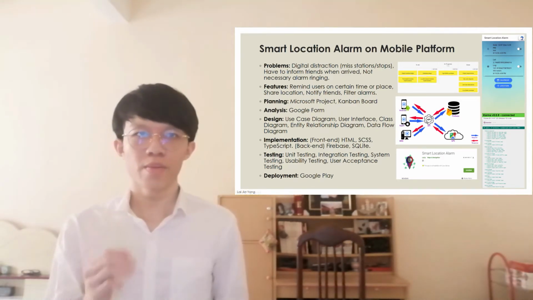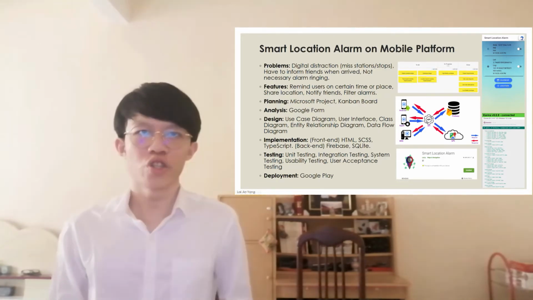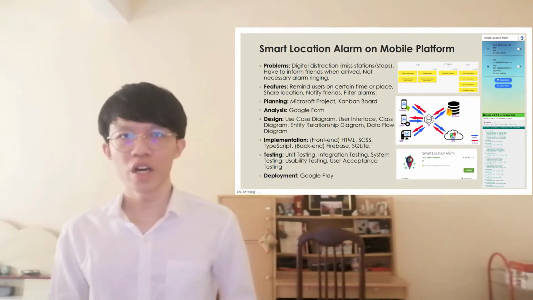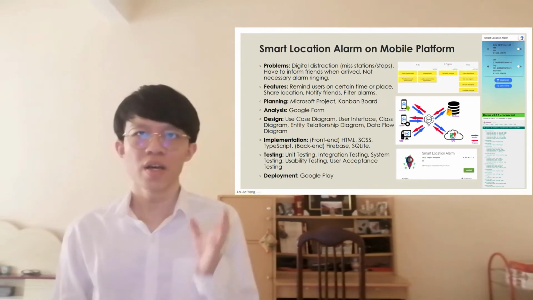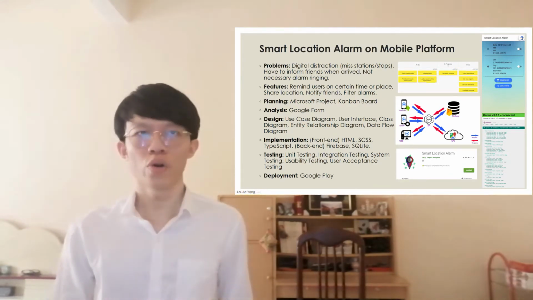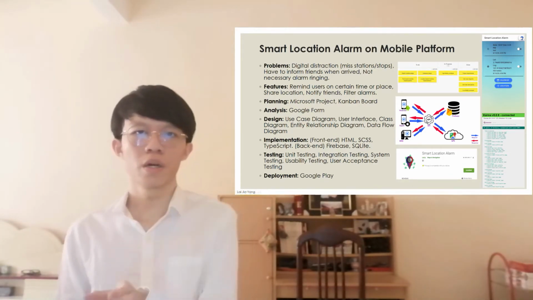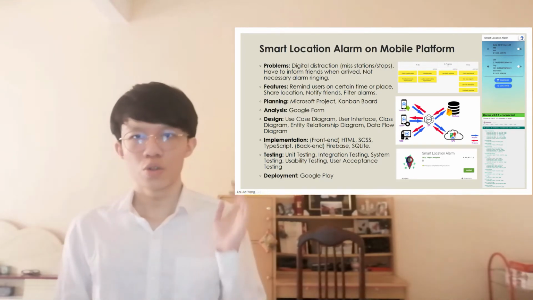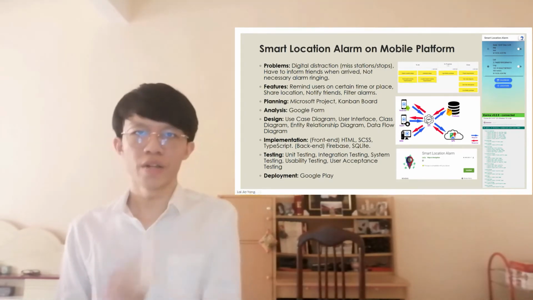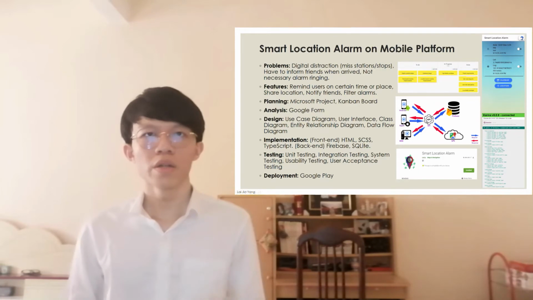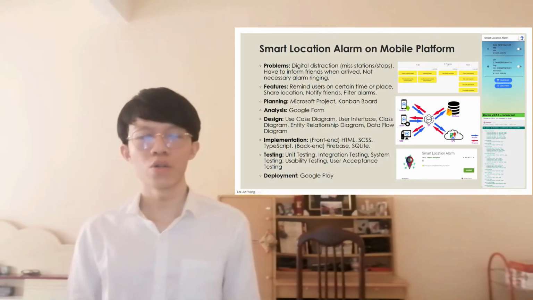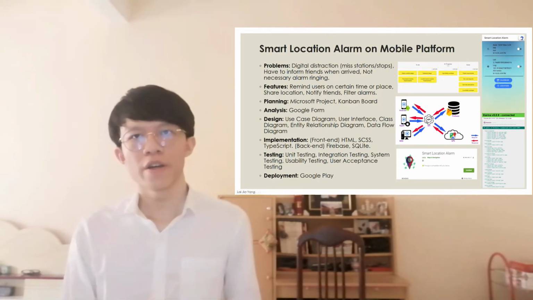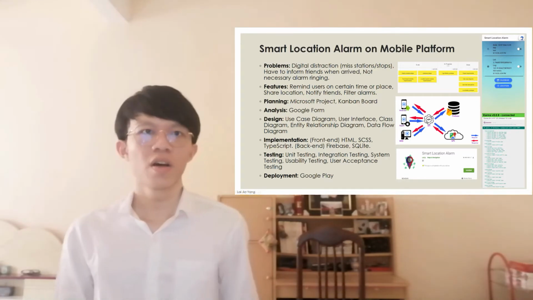For the first phase, planning, Microsoft Project is used to create a Gantt chart with a list of tasks, and a Kanban board is used to organize the work in 3 columns, which are to do, doing, and done. The software requirements are gathered by using Google Form in the analysis phase.